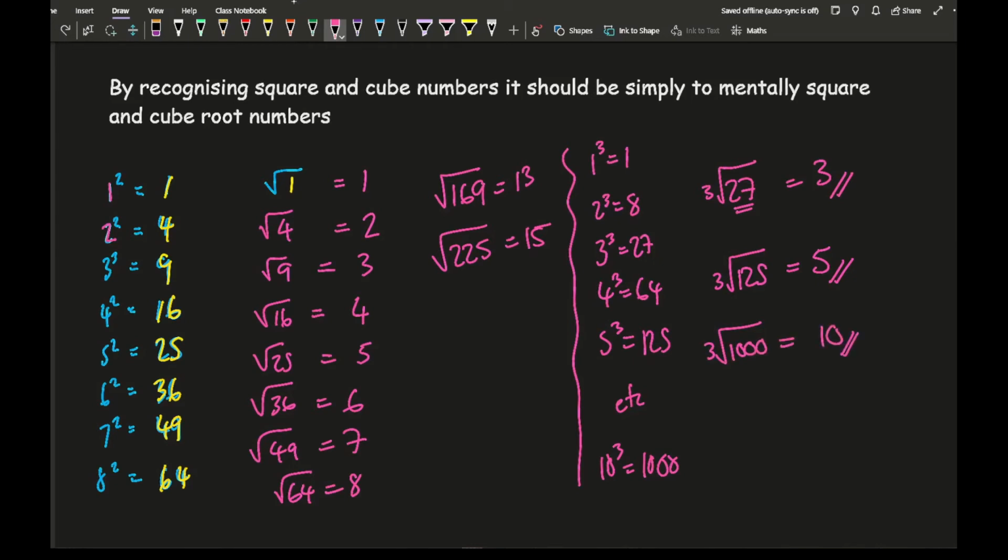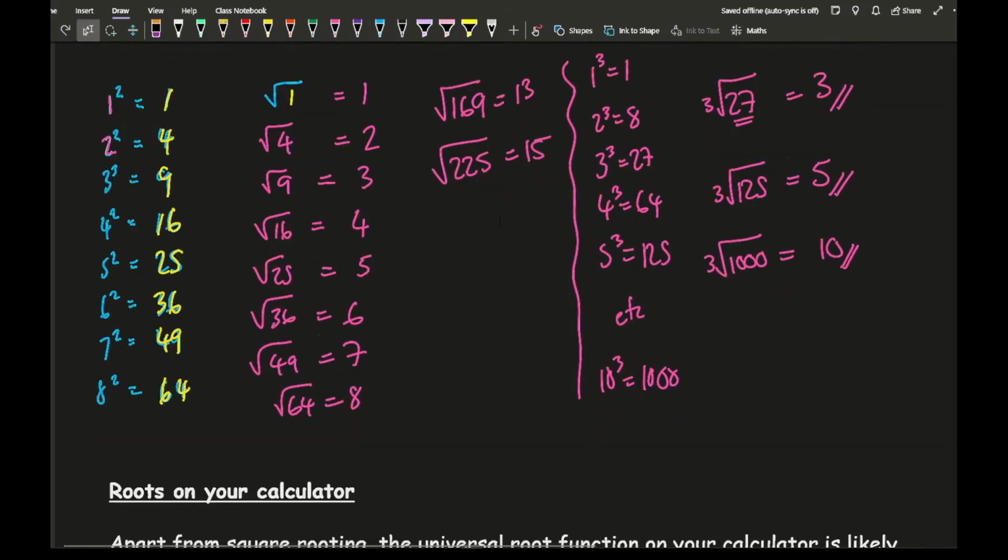So this is one of the reasons why it's really important for you to learn your square and your cube numbers off by heart, by quickly recalling them. When it comes to the roots, it just makes it a whole lot easier for you to then do.